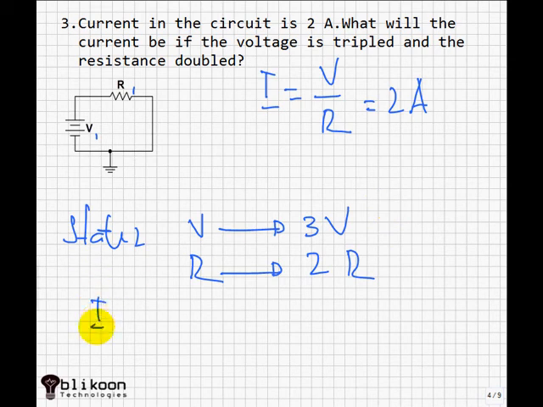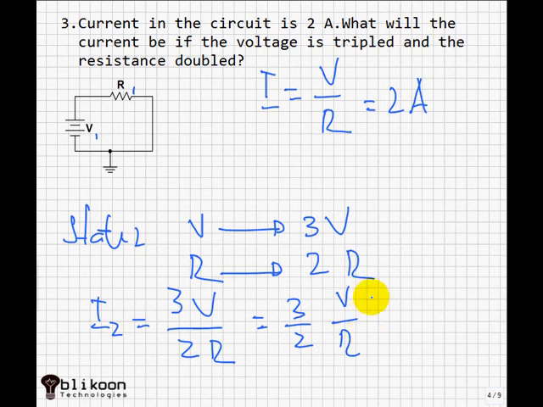If we compute I2, meaning in state 2, we get 3V divided by 2R. Ohm's law here. We get 3 divided by 2, V divided by R, but V divided by R gives I. Here we had I in state 1, which equals 2 amps. So we get 3 divided by 2 multiplied by 2 amps, because V divided by R equals 2 amps in state number 1. And we get 3 amps for our circuit.